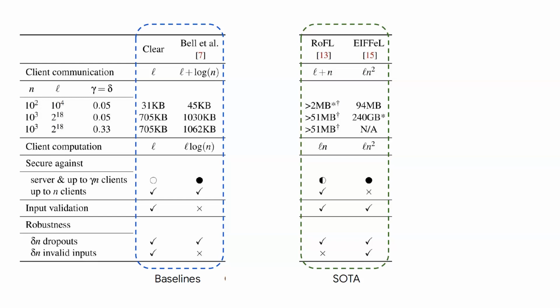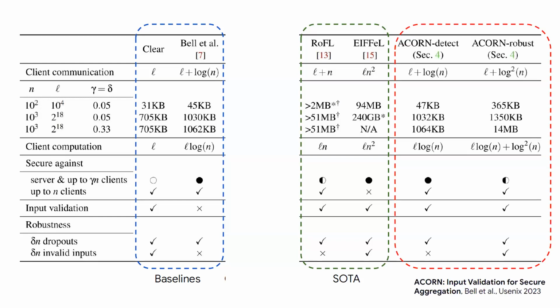But then when you look at the cloud computation, both of them incurred overhead that's linear in the number of clients. So what we brought with our construction was to make the overhead only polylogarithmic in the number of clients, which, as far as we know, is also the optimal way to achieve these properties.